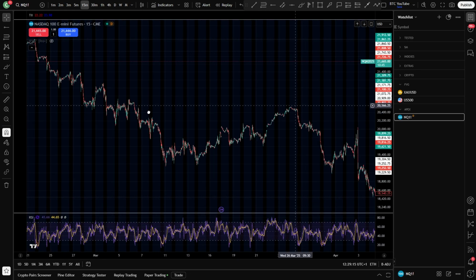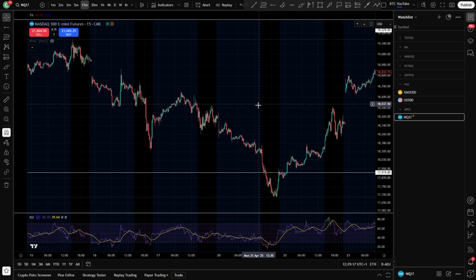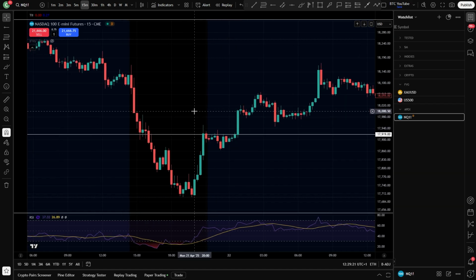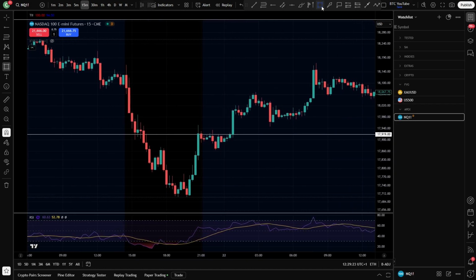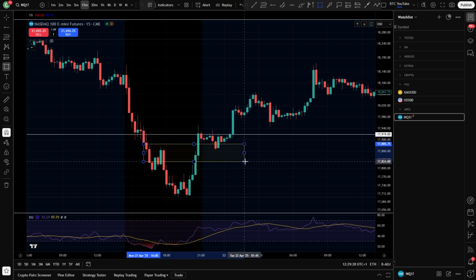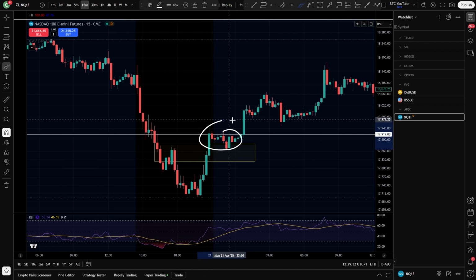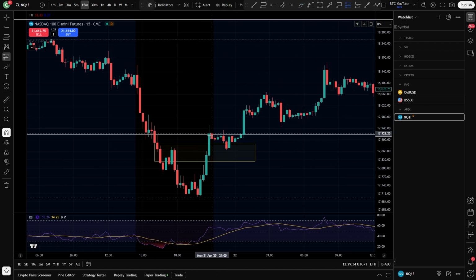Let me go back and have a look at this again. So you can see we came down, we formed a nice liquidity sweep there, didn't we? And then I'd basically be looking for an inverted fair value gap where I could get into the market. You can see we've actually got a nice gap here. On the 15 minute, you can see we broke through this really nicely back to the upside.